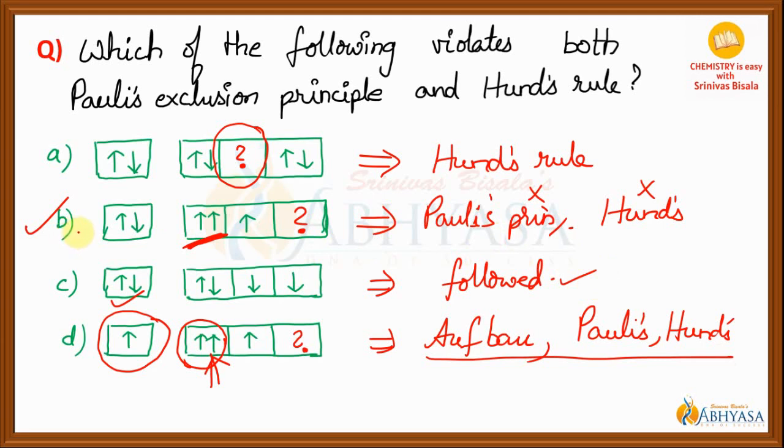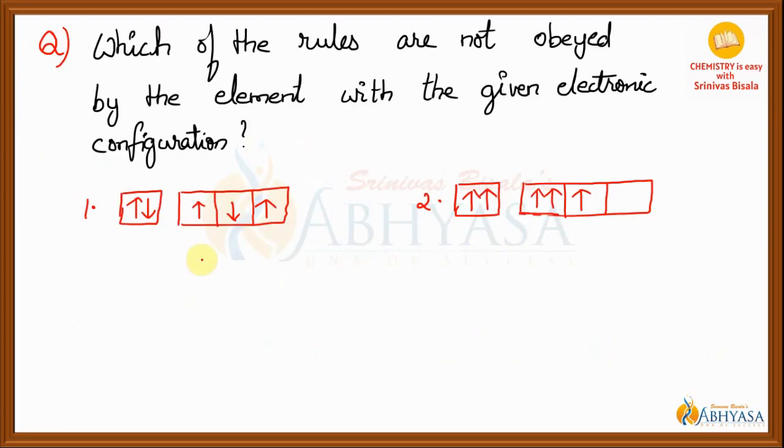So let me give you one more question. Here it is. There are two electronic configurations for which you need to tell me the answer. Which of the following rules are not obeyed by the element with a given electronic configuration? I didn't give any options. You need to try what are the rules which are not followed by this electronic configuration as well as this electronic configuration. Please type your answer in the comment box.